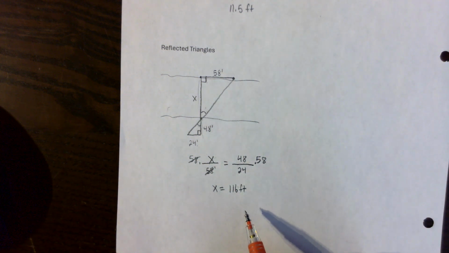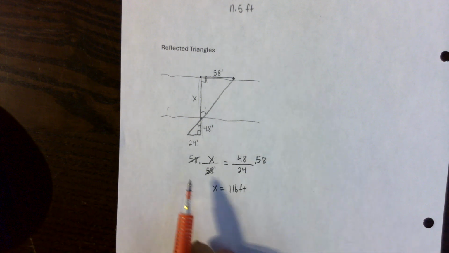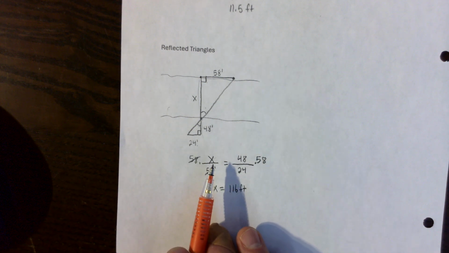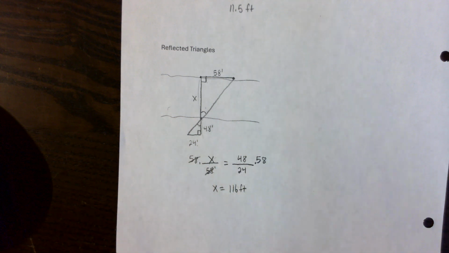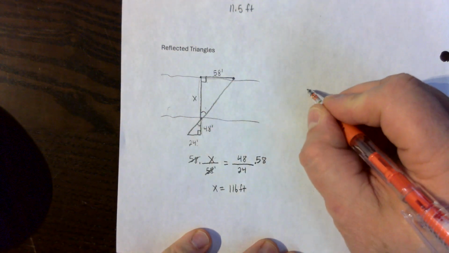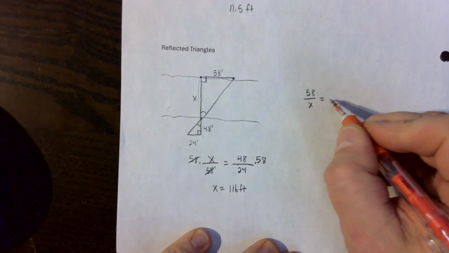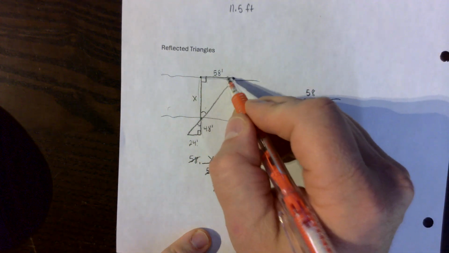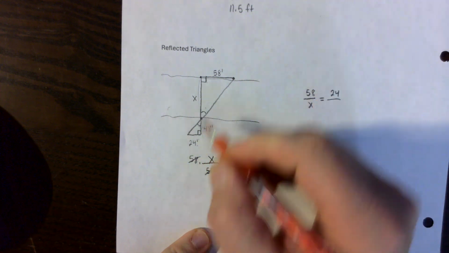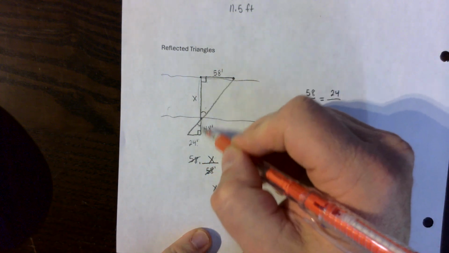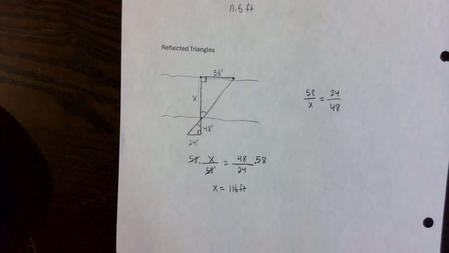Now I do want to talk about what if you set up your proportion differently. In each of these problems our variable was in the top. You can always set them so your variable's in the top. You can do that intentionally. But what if you didn't? What if you did 58 divided by x equals, and then since 58 is your horizontal, 24 is your horizontal on the small triangle, and x is your vertical here, so 48 is your vertical there, so those are your corresponding sides.